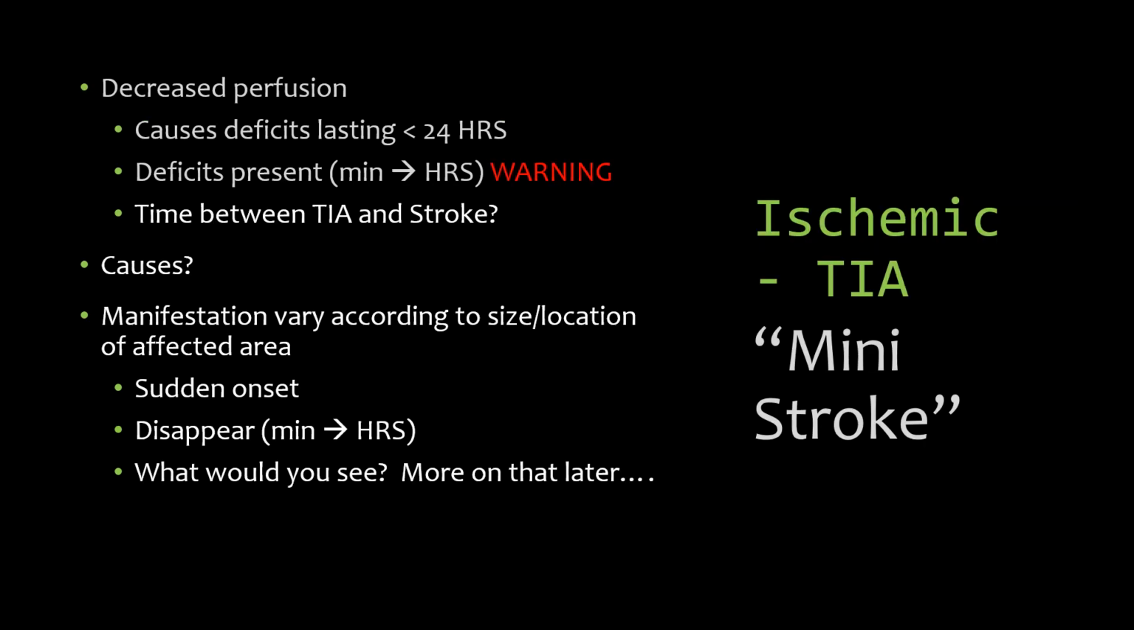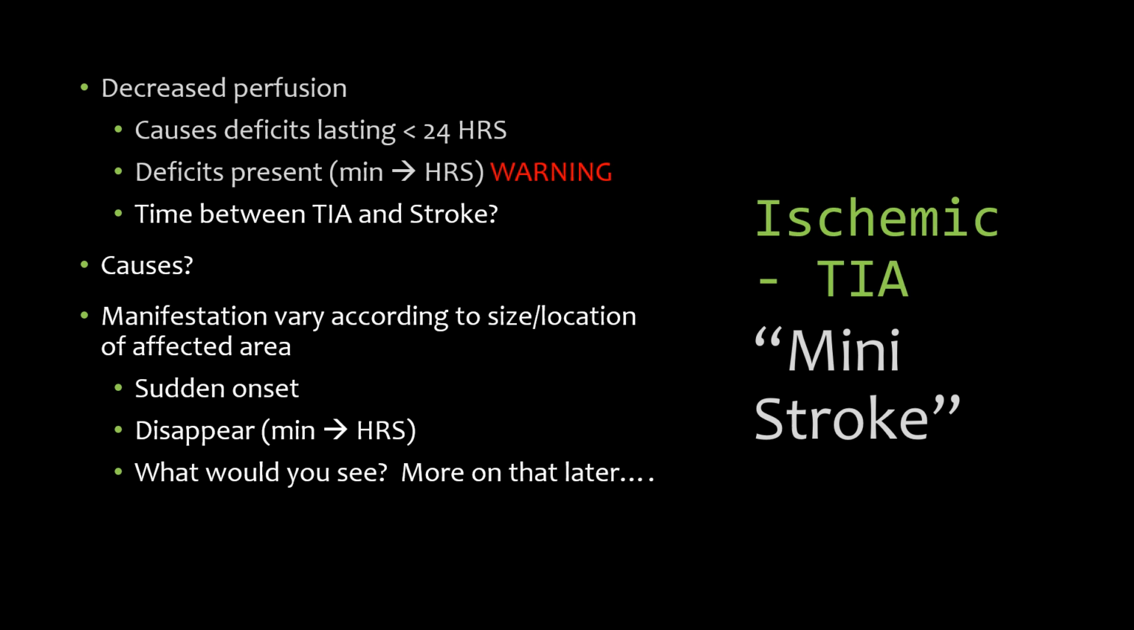So one of the first ischemic types that we're going to talk about is called a transient ischemic attack, or a TIA. A lot of times you're going to hear these called mini strokes. Okay, so this is again decreased perfusion, and it causes deficits lasting less than 24 hours. Okay, so these manifestations may be present for minutes or hours, and this could be like a warning. When we say a mini stroke, we can say, oh, well, this may be a warning, a predictor of something bigger, a bigger stroke.